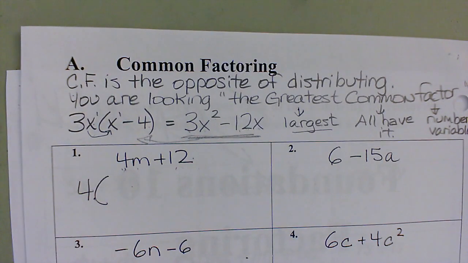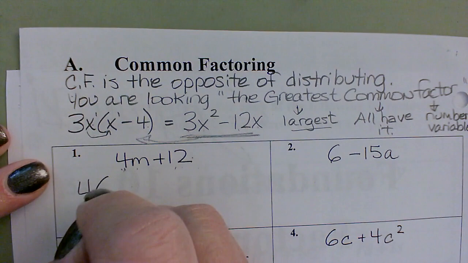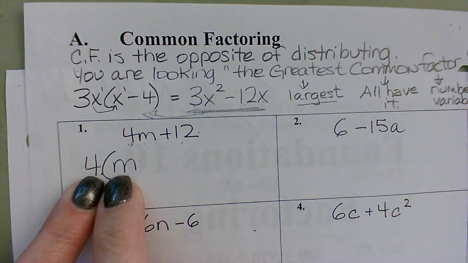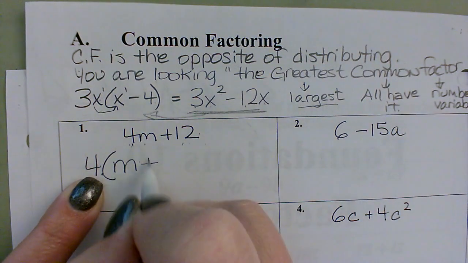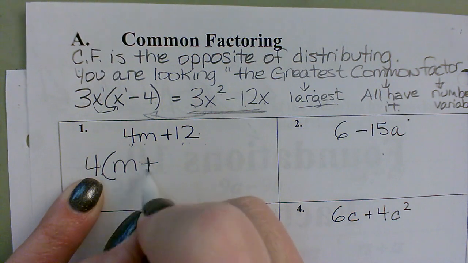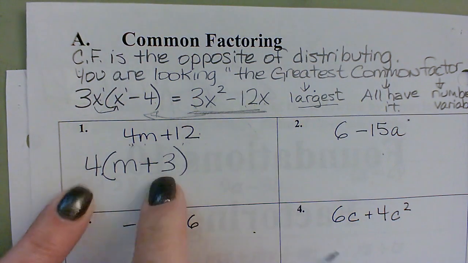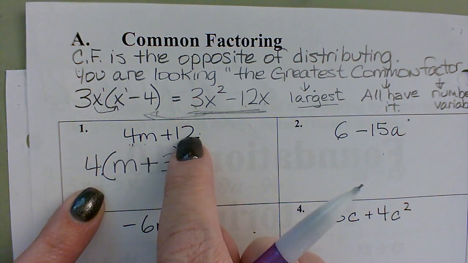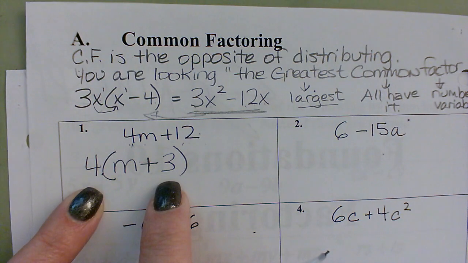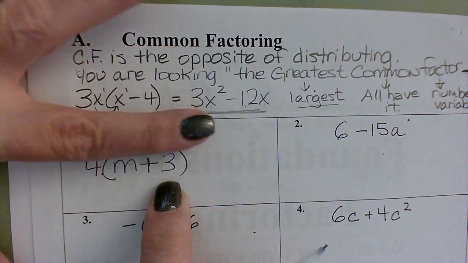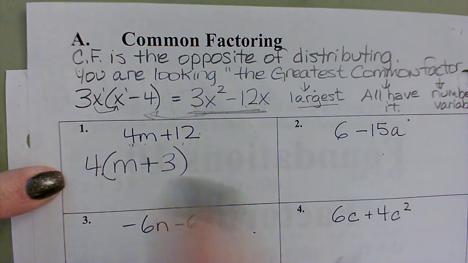Now I'm going to put the bracket. And now inside the bracket is what is left over. Well, I took the 4 out. I'm left with an m. Now ask yourself, does 4 times m give me 4m? Yeah. And then I have a plus. I didn't change any signs. And then 12 divided by 4 gives me 3. So that when I multiply those back together, it better be a 12. So there's no adding here. It's all multiplication or division. You want to look at it. All right? So there's the question. There's the answer. This is common factoring.